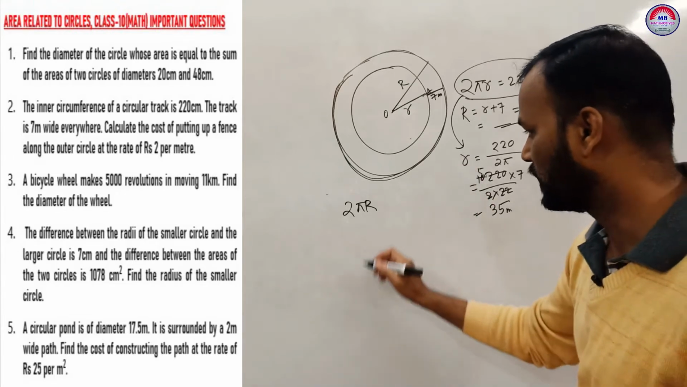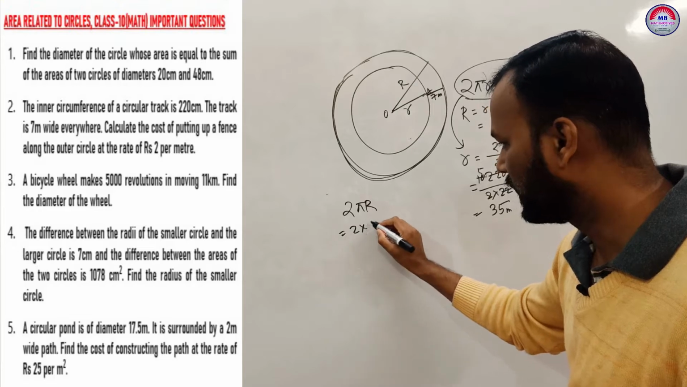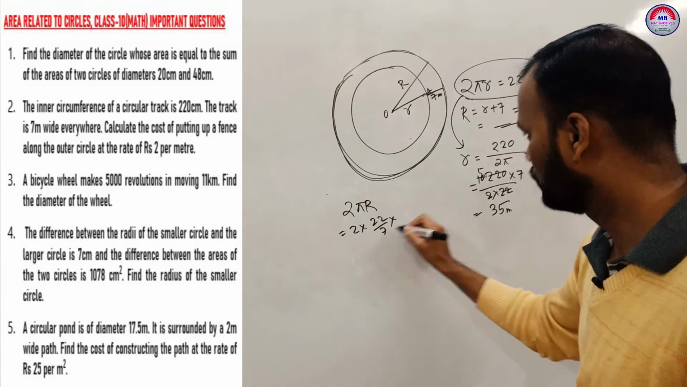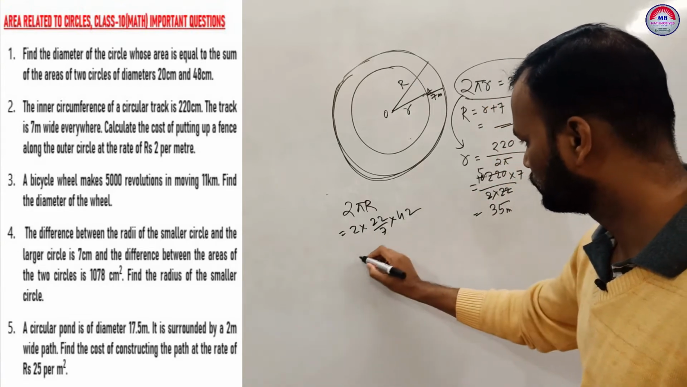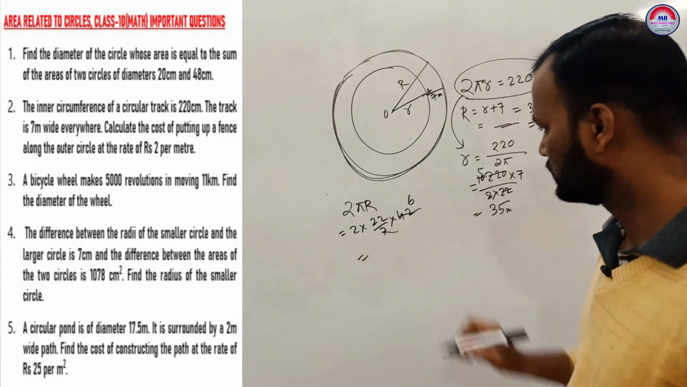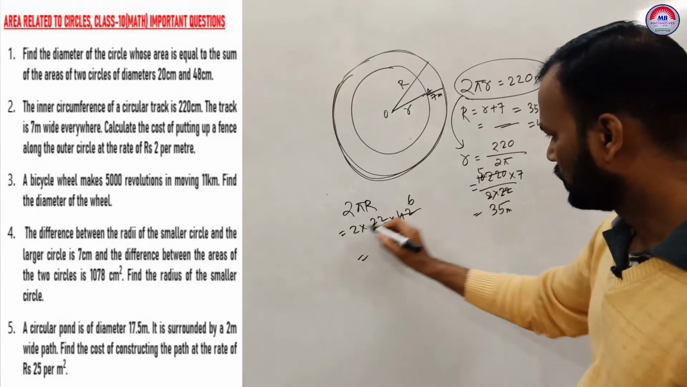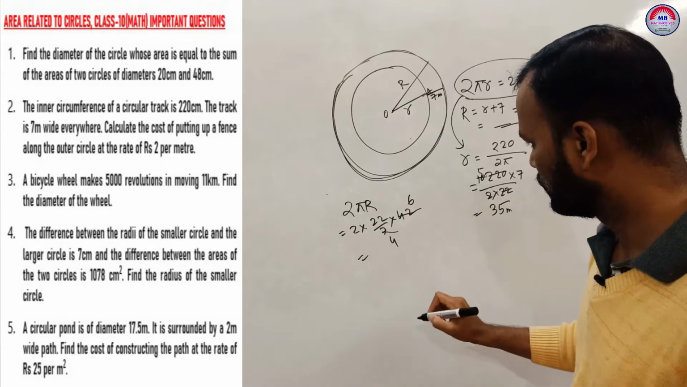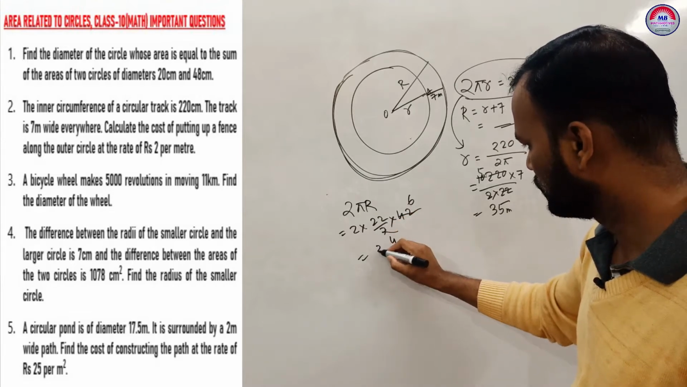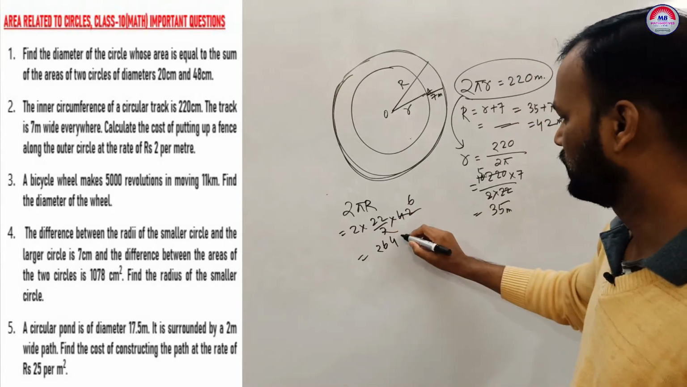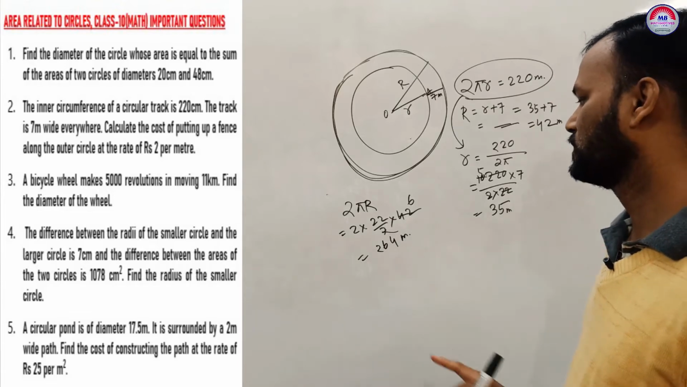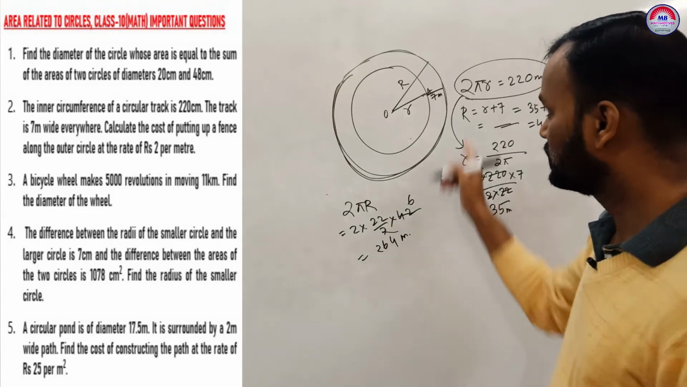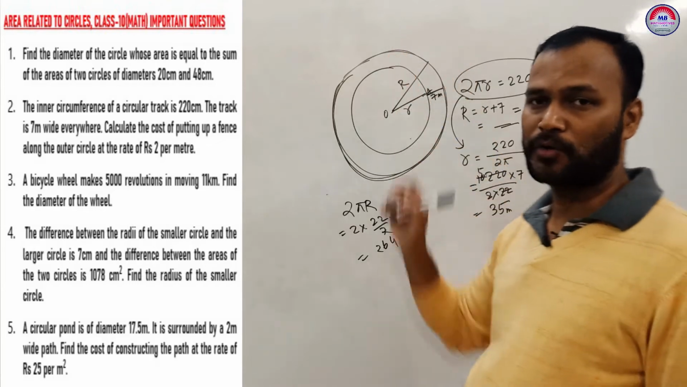So first you find 2 pi r. 2 pi r, 2 into pi, 22 by 7 into r is 42. Now this 6 multiply 12 is 24, 264 meter. 264 meter is what? 264 meter is the circumference of the outer circle.